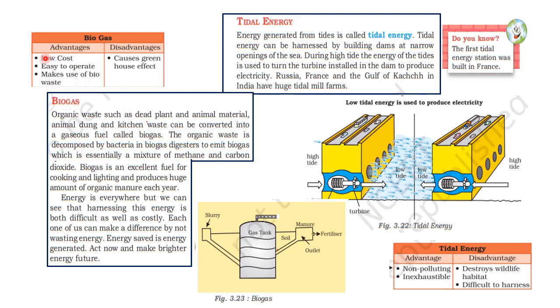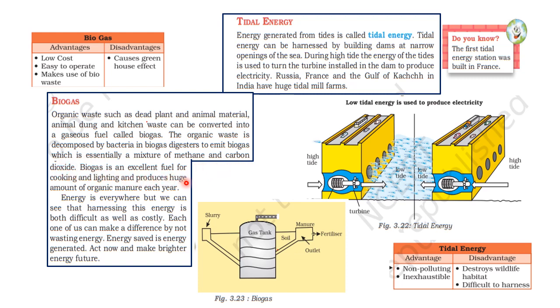Biogas advantages: low cost, easy to operate, and makes use of bio waste. Disadvantages: it causes greenhouse effect. Organic waste such as dead plant and animal materials, animal dung, and kitchen waste can be converted into a gaseous fuel called biogas. The organic waste is decomposed by bacteria in a biogas digester to emit biogas, which is essentially a mixture of methane and carbon dioxide.